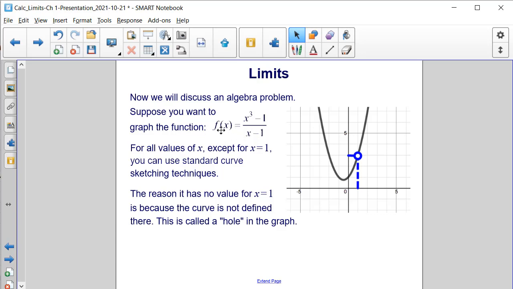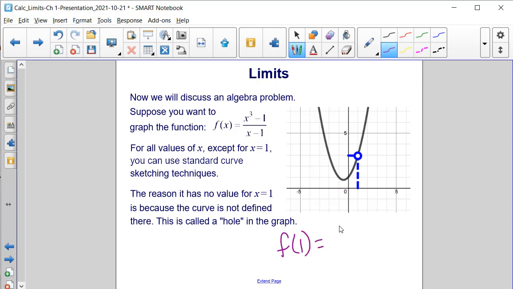Now let's discuss an algebra problem. Suppose we have the graph of a function f of x is equal to x cubed minus 1 all over x minus 1. Well, for all values of x except for x equals 1, you can use standard curve sketching techniques. The reason that it has no value at x equals 1 is because the curve isn't defined there. If we put 1 into our function here, it's going to be 1 to the third minus 1 over 1 minus 1. Well, 1 to the third is 1, and 1 minus 1 is 0. And more importantly, 1 minus 1 is 0 in the denominator, and that's not allowed.